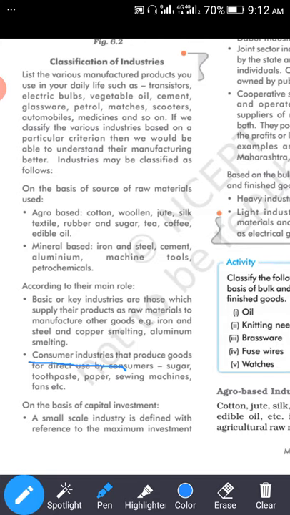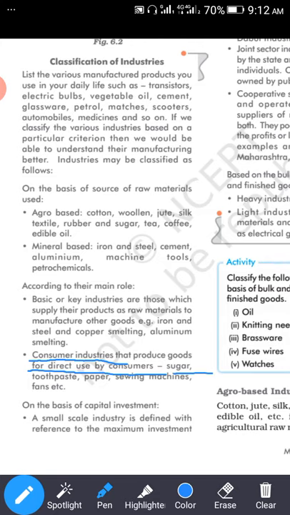Consumer industry. When you need to use sugar, it is manufactured with the use of sugar cane, and we directly purchase the sugar. So the industry whose finished product is directly consumed by the consumer is known as the consumer industry.